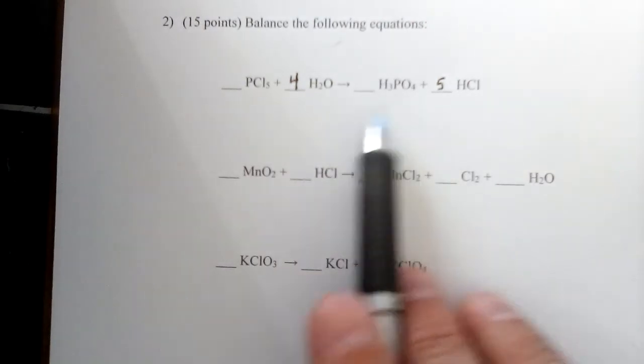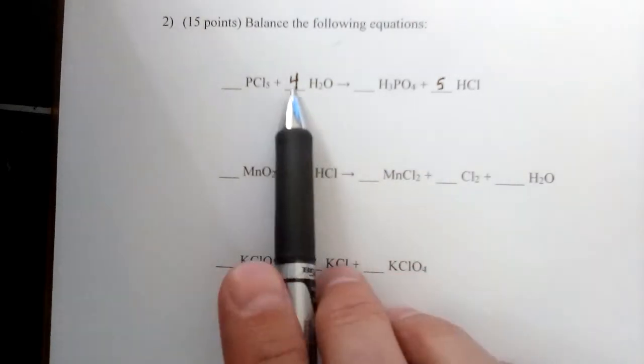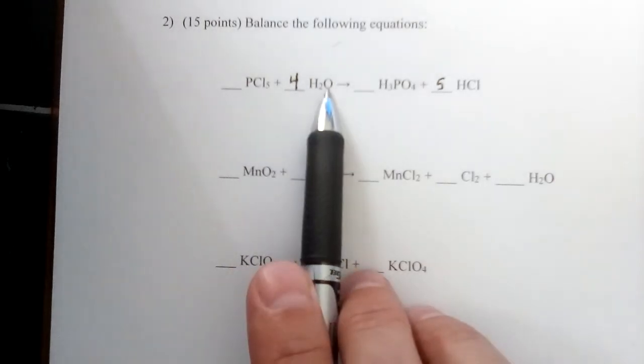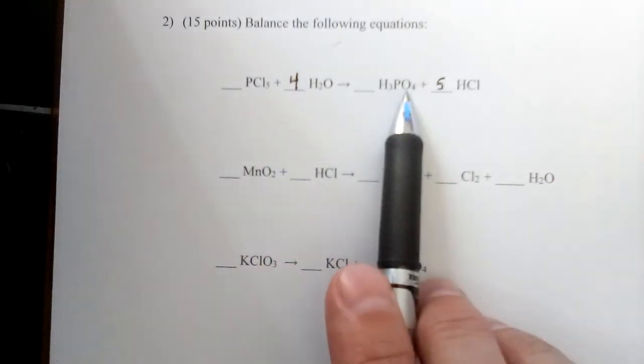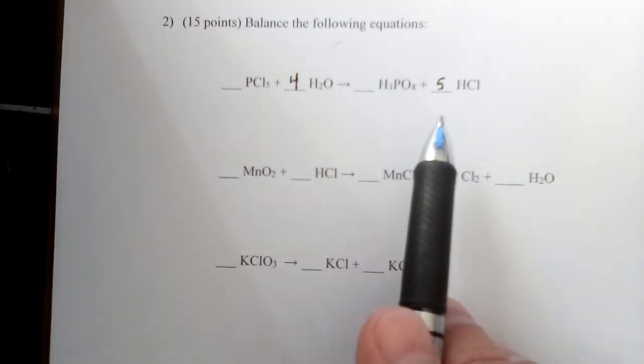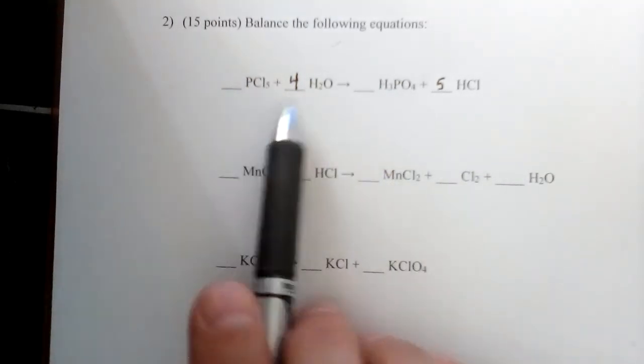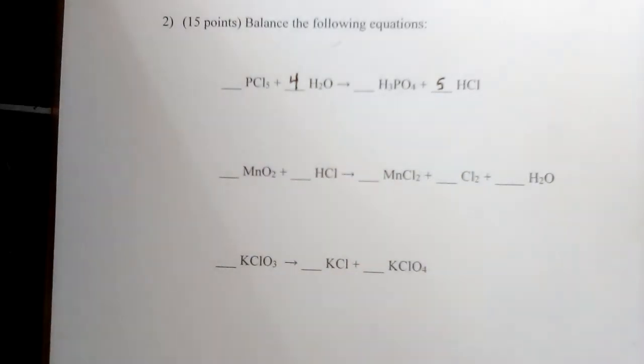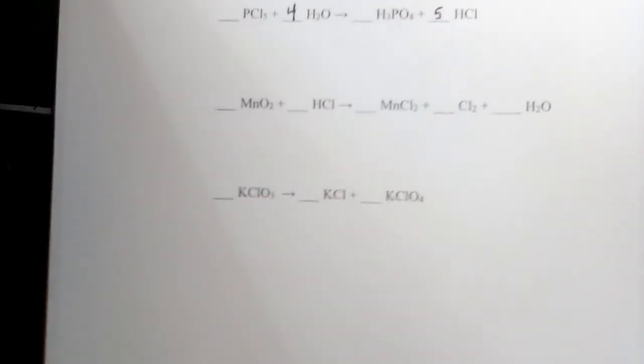That only leaves oxygen. There's 4 oxygens here in the water, and there's 4 here in the H3PO4. So oxygen is balanced here. So 1, 4, 1, 5 would be the correct way to balance that equation.